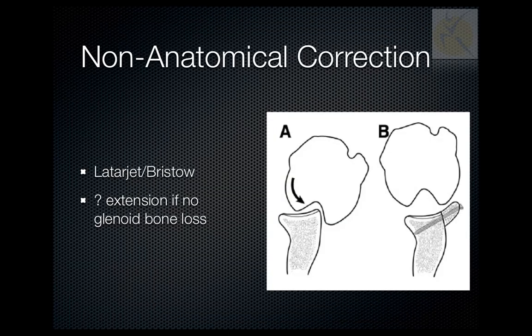There are various non-anatomical reconstructions for a Hill-Sachs lesion which are fairly effective. The Latarjet-Bristow procedure is one of these procedures. It does, however, question the need to extend the glenoid if there is no glenoid bone loss.